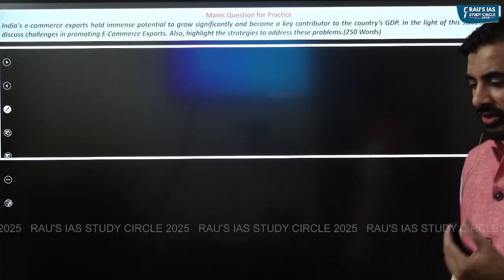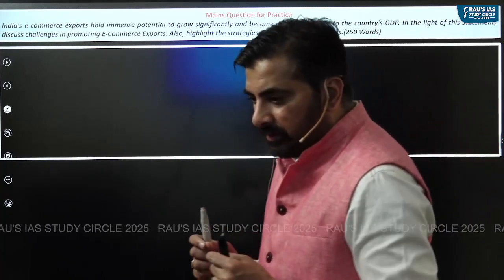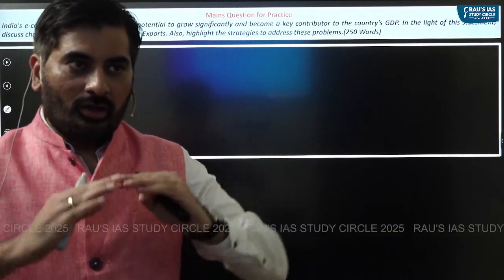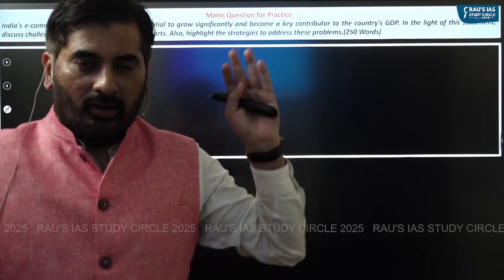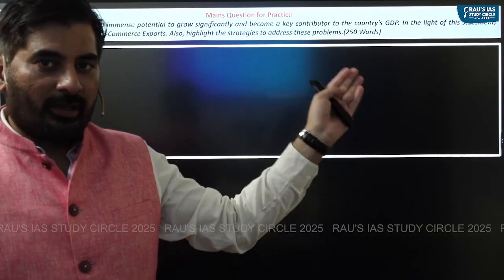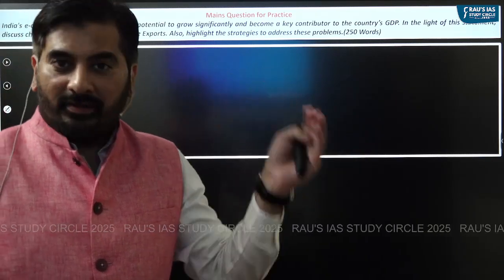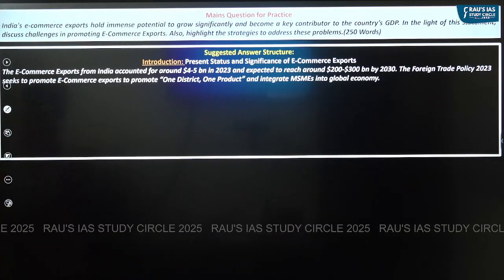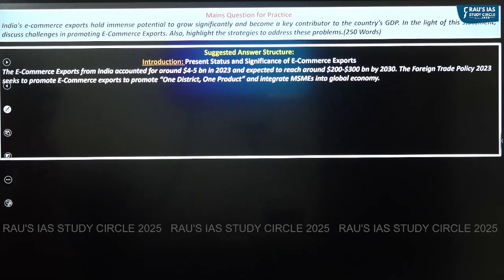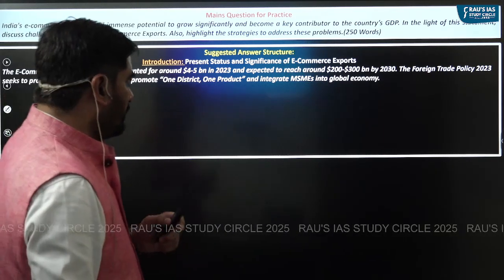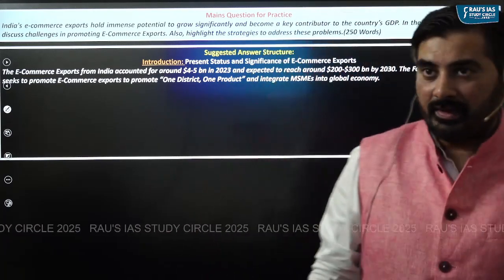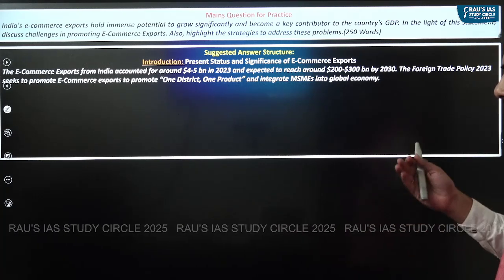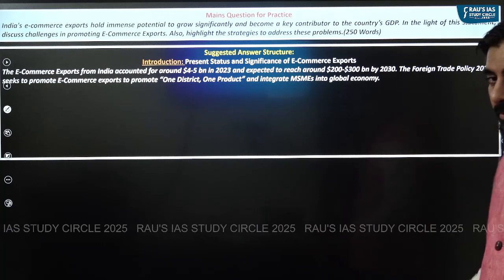If you read the statement question carefully, in the question there is a statement. Ideally, if there's a statement in the question, the introduction to such a question should elaborate the statement. So the best way to introduce this particular question, the answer is highlight the present status and significance of e-commerce exports. So it could be something like this. E-commerce exports from India accounted for $4 to $5 billion in 2023 and expected to reach $200 to $300 billion by 2030. The Foreign Trade Policy 2023 seeks to promote e-commerce exports to promote one district, one product and integrate MSMEs into global economy.